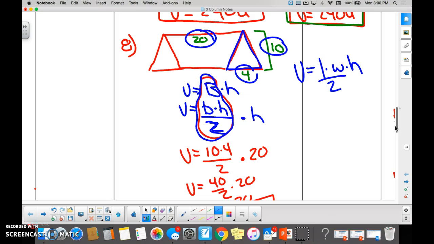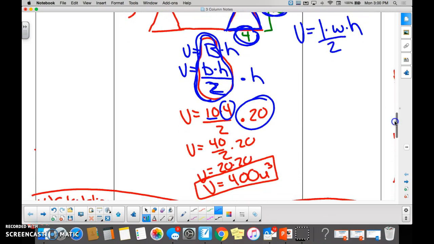So again, area of the base, capital B: your 10, your 4, divided by 2. That's the area of this base right here. And then we multiply by the height of the entire 3D shape, which is what? 20. And we get our answer of? 400 units cubed.